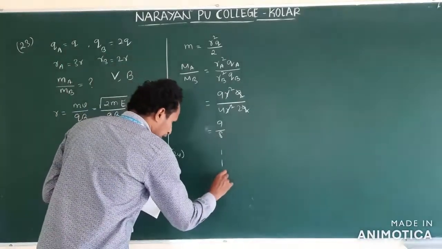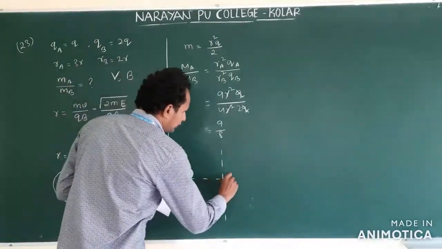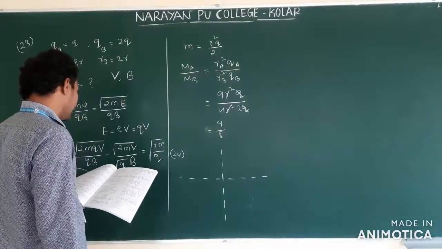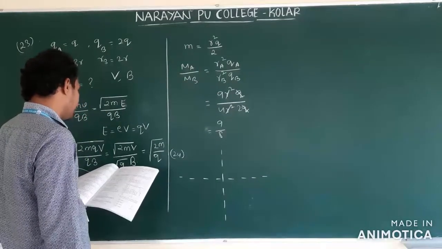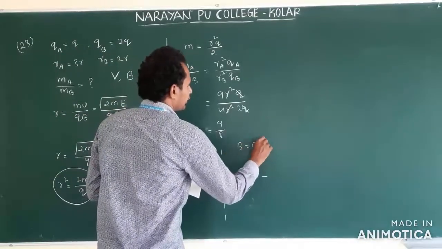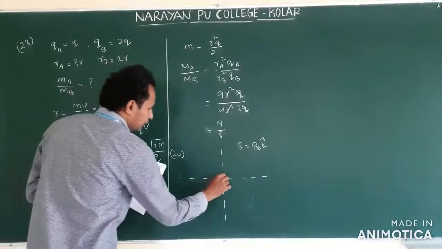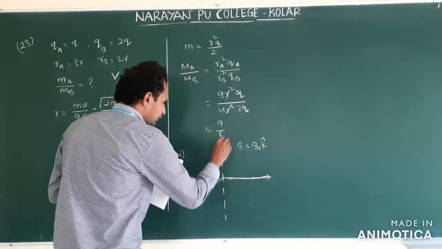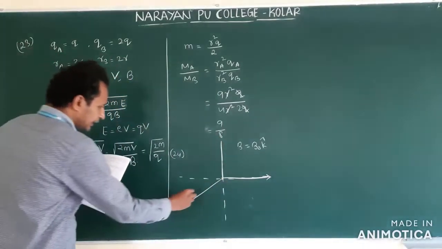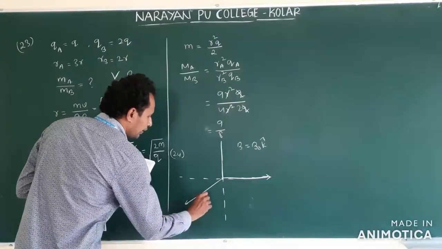Now they have given one figure like this, x-axis and y-axis, but the field is acting along k. B is equal to B naught k cap is given. K cap means the positive z direction. This is the positive x direction. This is the positive y direction. Okay, the field is acting along k. So this is B naught k cap.